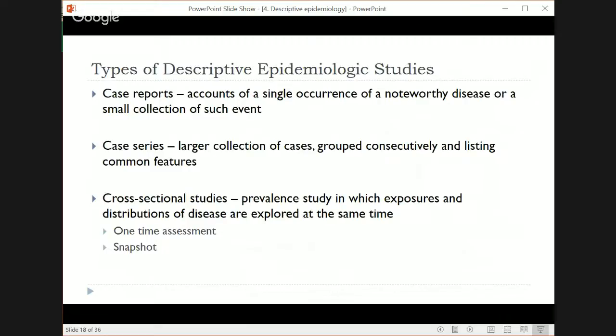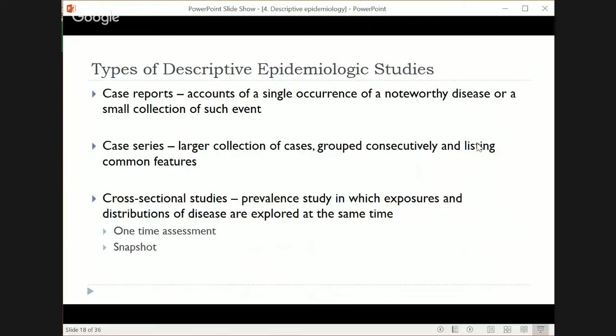The first is case reports, and a case report is an account of a single occurrence of a noteworthy disease or a small collection of such events. A case series is just a larger collection of cases. So instead of, in a case report, you might report on 1 person. In a case series, you might report on 8 people.